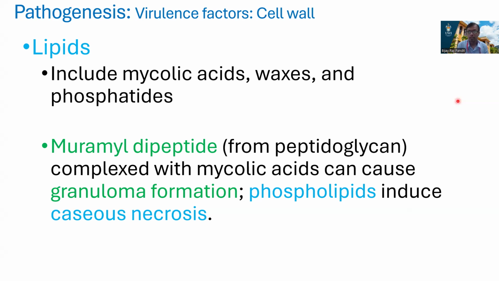Phospholipids induce the caseous necrosis. So these muramyl dipeptide and the phospholipids cause the disease in the lungs and act as virulence factors to produce the disease in the lungs.